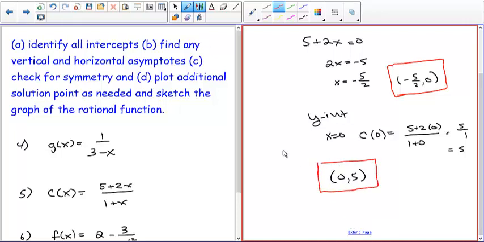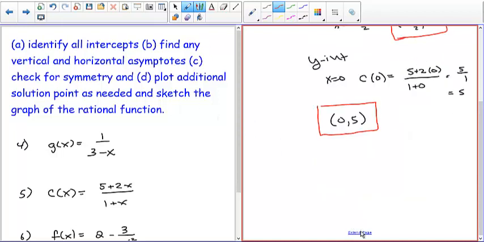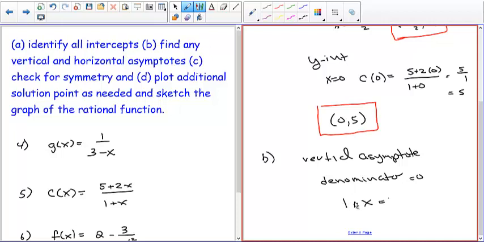Next, vertical asymptotes. So that's B. The vertical asymptote is where the denominator goes to 0. Okay, so the denominator is x plus 1, so that equal to 0, you get x equals -1. Okay, so that is your vertical asymptote. That's an equation, not a point.